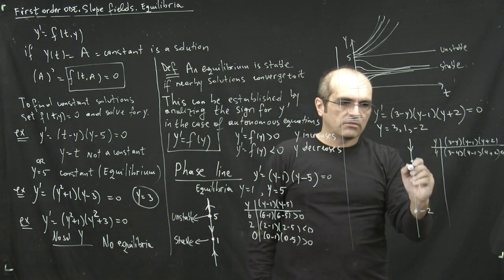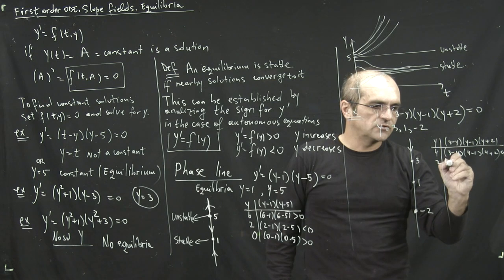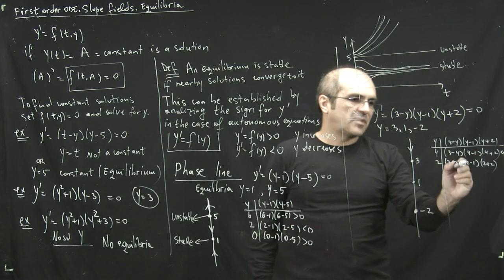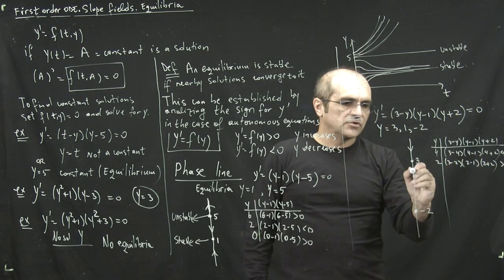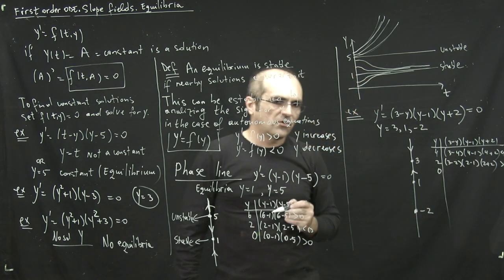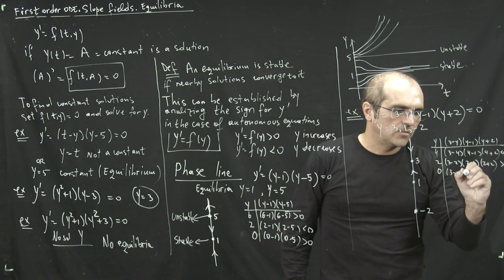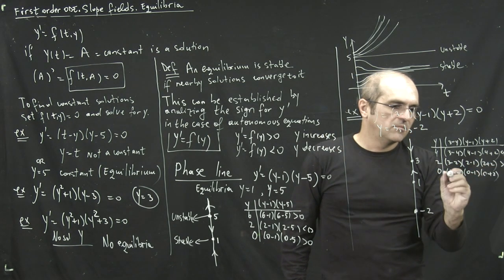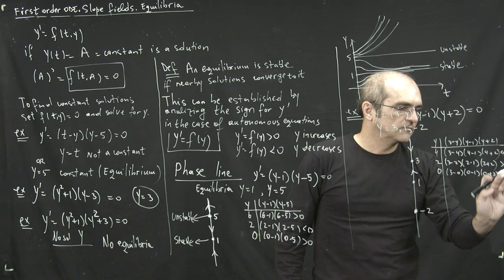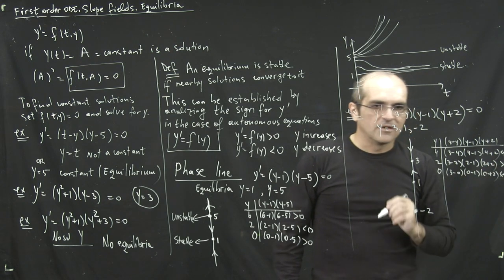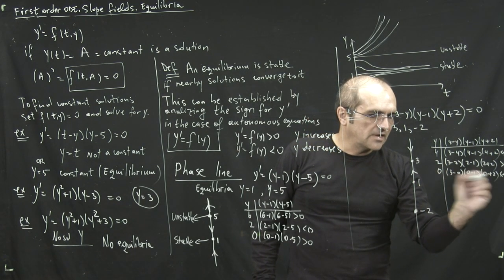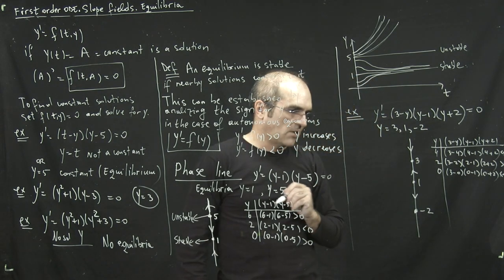Let's pick a test point between 1 and 3. So let's say I pick 2. That means 3 minus 2, 2 minus 1, 2 plus 2. Positive, positive, positive. Solution moves up. Between 1 and minus 2, I think the easiest thing to pick as a test point is 0. So we have 3 minus 0, 0 minus 1, 0 plus 2: positive, negative, positive, multiply, that's negative. So anyway, negative means the solution moves down.